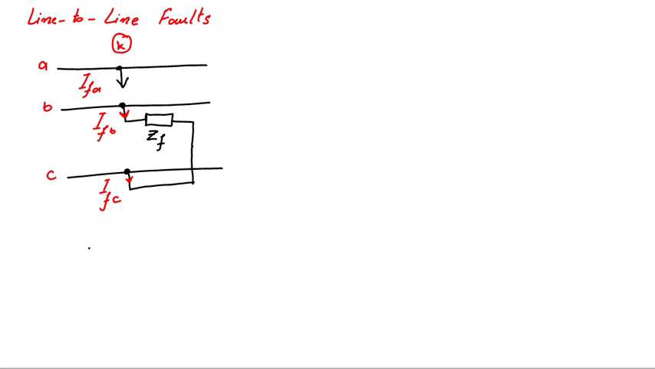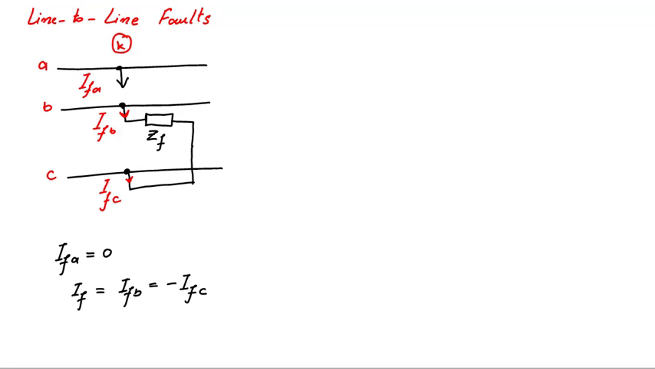From the diagram we can see that for a line to line fault, IFA is equal to 0, as there is no fault in phase A, so this current is 0. Further, if we look at phases B and C, the fault current, known as IF, is equal to the phase B current. In case of single line to ground fault, the fault current was the phase A current. In case of line to line fault, the fault current is the phase B current, which is equal to minus the phase C current.